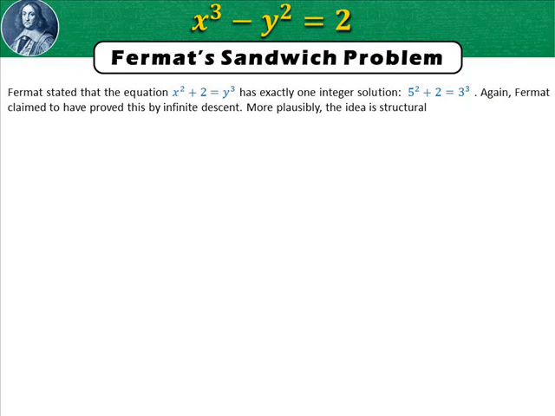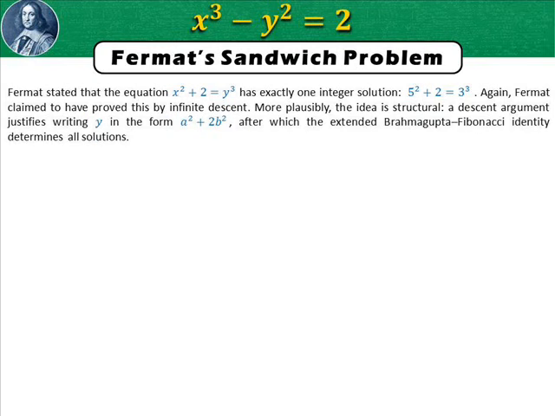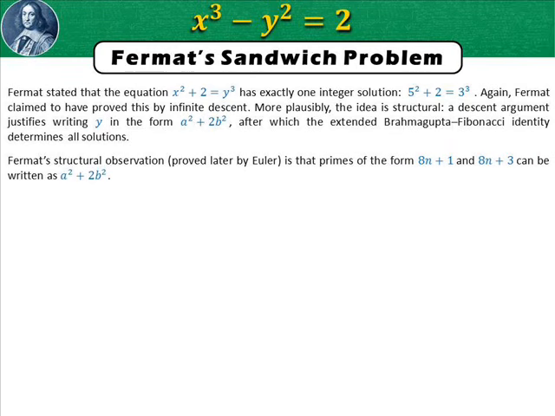More plausibly, the idea is structural. A descent argument justifies writing y in the form a squared plus 2b squared, after which the extended Brahmagupta-Fibonacci identity determines all solutions. Fermat's structural observation, proved later by Euler, is that primes of the form 8n plus 1 and 8n plus 3 can be written as a square plus 2 times another square.